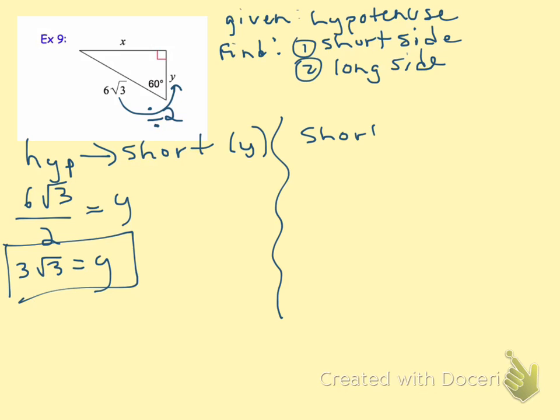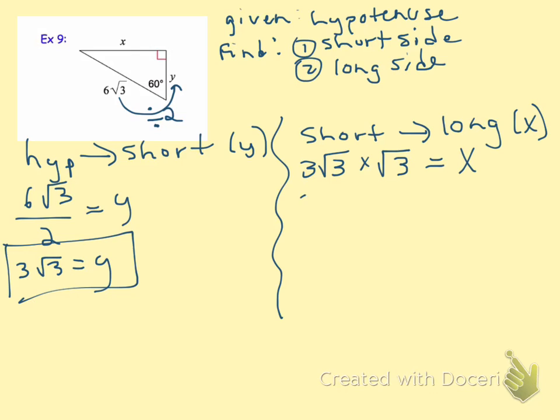That's our short side. And that's important because to get to our long side, we need to use the short side. Now, to get from short side to long side, we have to multiply by radical 3. So we're left with 3 radical 3 times radical 3. Leaves us with 3 radical 9. But we know what the square root of 9 is. That's 3. So really we have 3 times 3 equals our long side x.